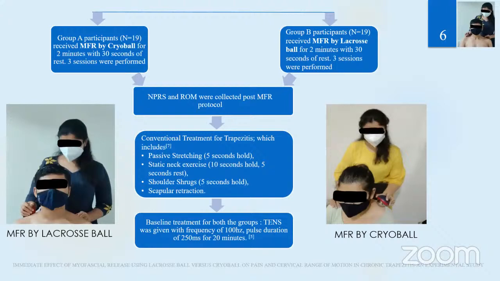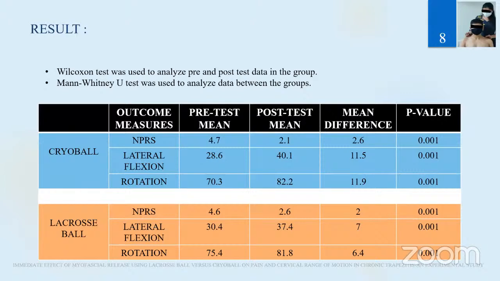For group A participants, MFR with cryo ball was given for 2 minutes with a 30 second rest period, and 3 sessions were performed. For group B participants, 2 minutes of lacrosse ball myofascial release was given with a 30 second rest interval, and same as earlier, 3 sessions were performed. NPRS and range of motion were collected after the MFR protocol. Conventional treatment given was passive stretching with 5 second hold, static neck exercise with 10 second holds and 5 second rest, shoulder shrugs with 5 second hold, and scapular retraction. As baseline treatment for both groups, TENS was given with a frequency of 100 Hz, pulse duration of 250 microseconds for 20 minutes. This is the result. Between-group analysis was performed by Mann-Whitney U test between the cryo ball and lacrosse ball, and the pre-post data was assessed by Wilcoxon test.